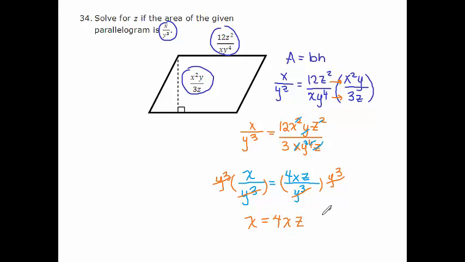So again, we're solving for z. We want z isolated. So since it's multiplied by 4x, I'm going to divide by 4x. 4 over 4 is 1, x over x is 1. So I'm left with z, 1z. And then again, x over x is 1. So I have z equals 1/4.